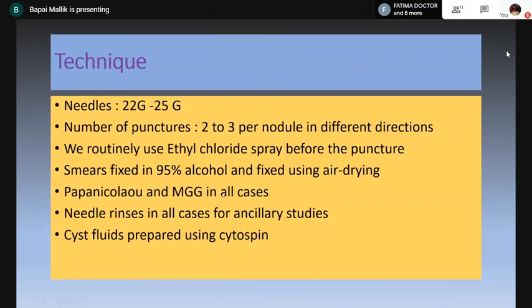The needles used are 22G to 25G needles. You can make around 2 to 3 punctures per nodule; 3 is about the maximum. We routinely use ethyl chloride spray. All the smears are fixed in 95% alcohol or they are fixed using air drying. We do Papanicolaou and MGG in all our cases. We keep some needle rinses in case other ancillary studies are required, and cyst fluids are prepared using cytospin. So I'm just going to rush through these initial slides.